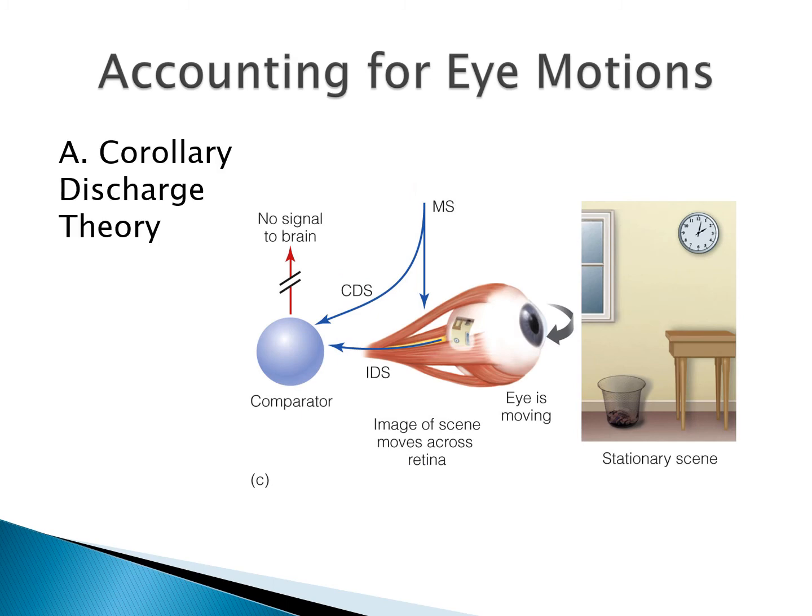Finally, if we are looking at a stationary scene and we move our eyes, let's say from left to right, what we're going to see is the image displacement. That image is moving on the retina. Also, we are moving our eyes, and so we're sending that motor signal to the eyes, and coming off of that is this corollary discharge signal. And so the comparator is receiving both of those signals simultaneously, and in this case, it is not sending any signal to the brain that movement is detected, so we're not detecting motion.